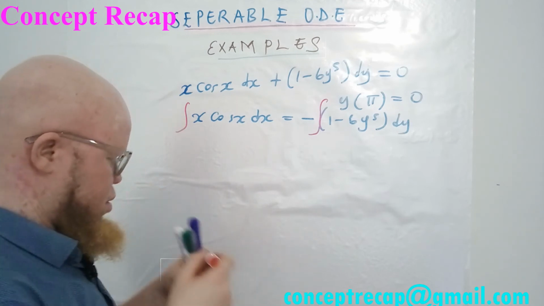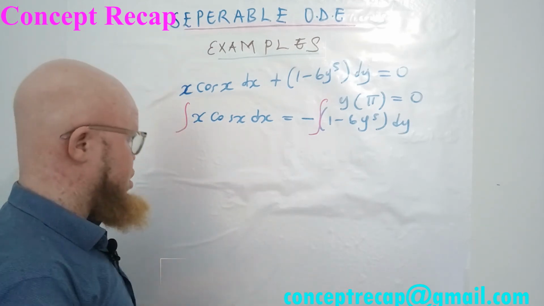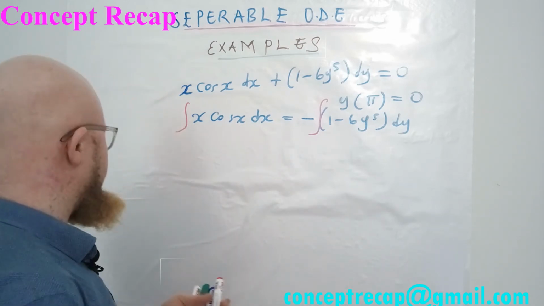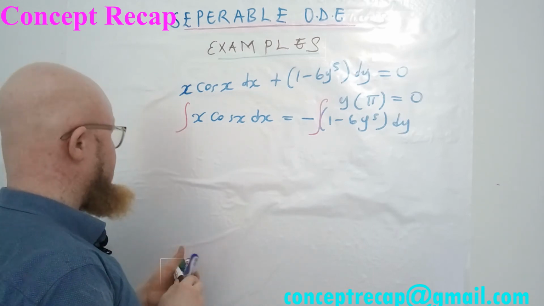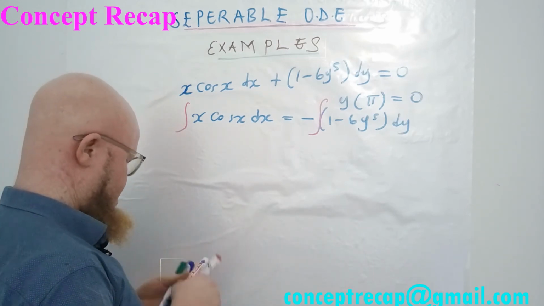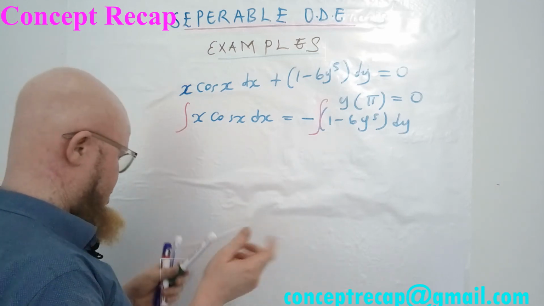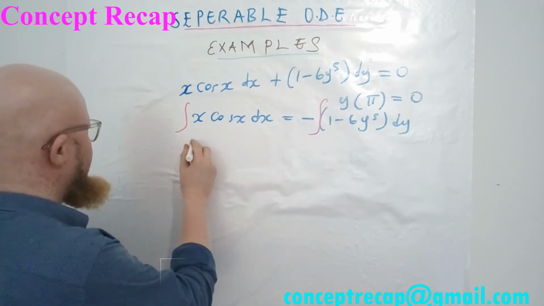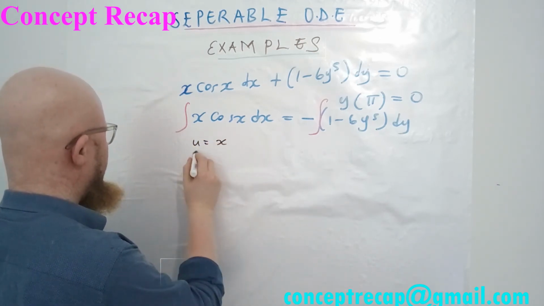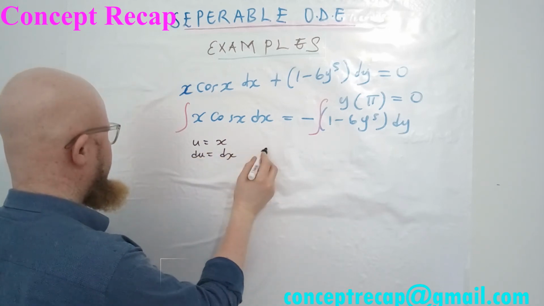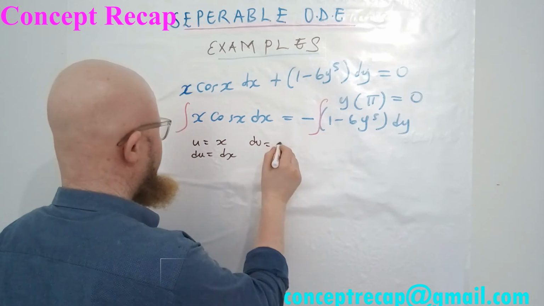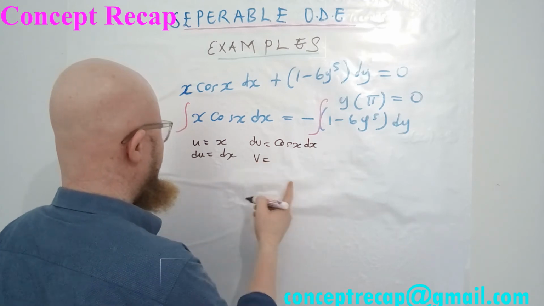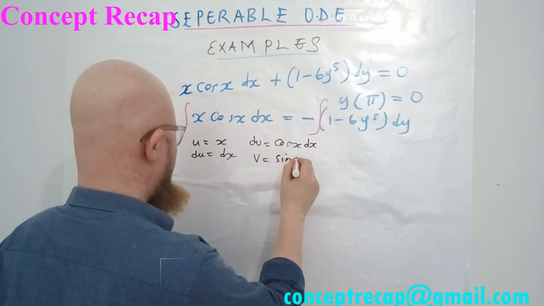And again, this is by parts, and we looked at it. So our u is x. For this side, our u will be x, and our dv will be cos x dx. So you are going to say u is equal to x, and du is equal to dx, and dv is equal to cos x dx. Therefore, v will be sine x.